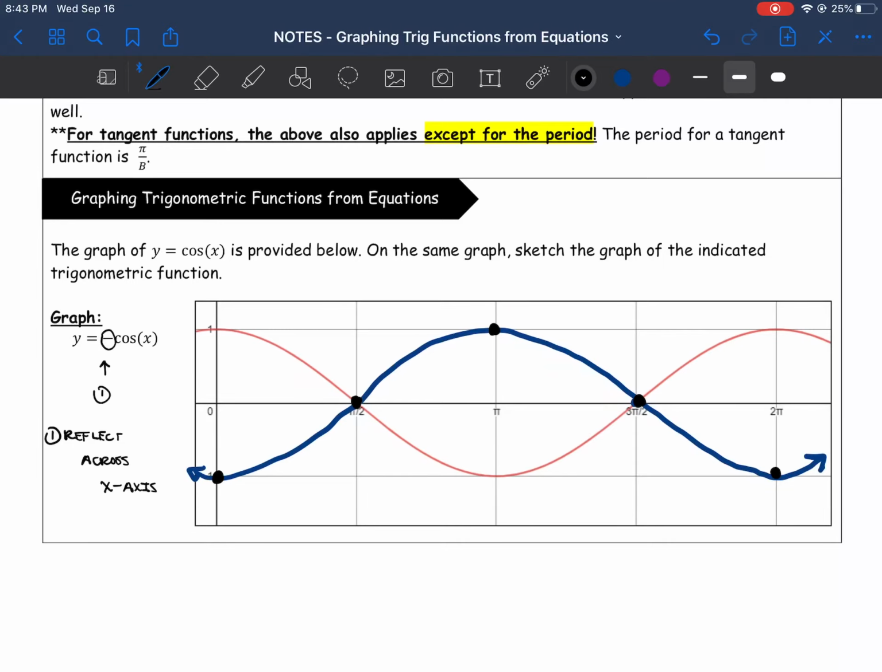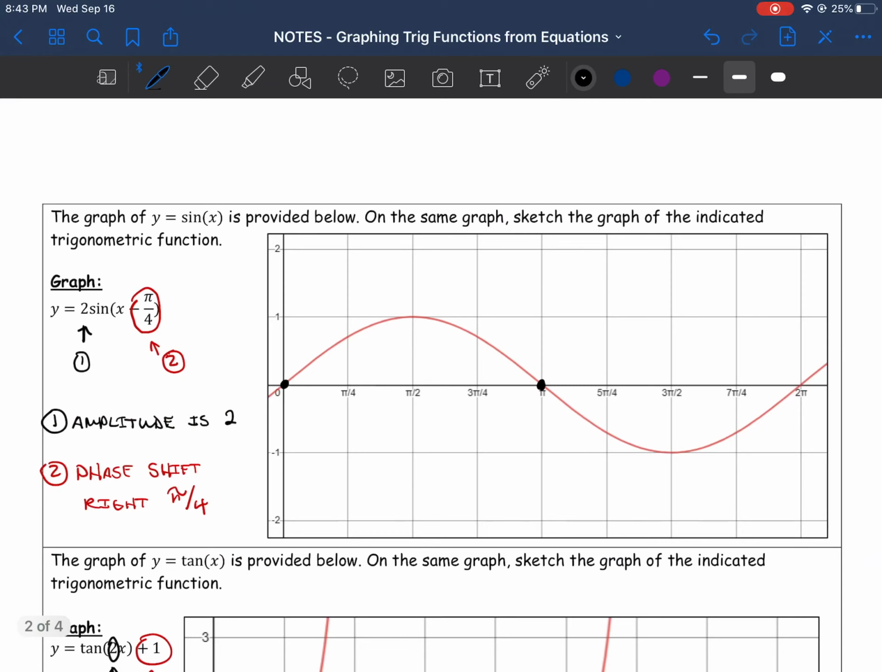Pretty easy first example. The next example in our notes is we're given the parent function for sine of x, and again, it's already graphed here. We want to graph y equals 2 sine of x minus pi over 4. Notice that there are two transformations happening. This 2 is telling us that the new amplitude is going to be 2. And this minus pi over 4 is telling us that we have a phase shift where we are moving the graph of sine right by pi over 4.